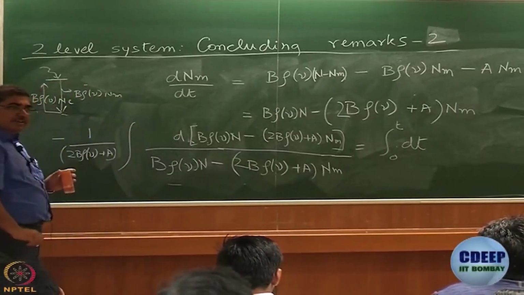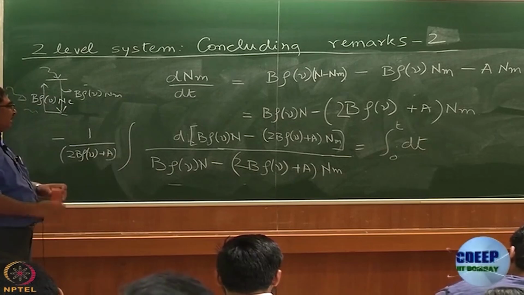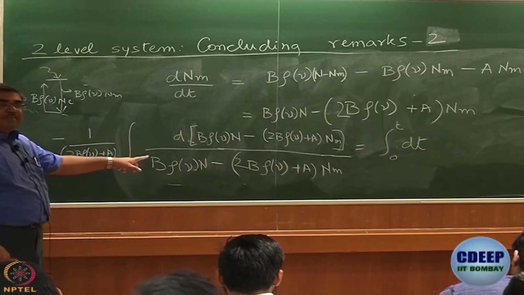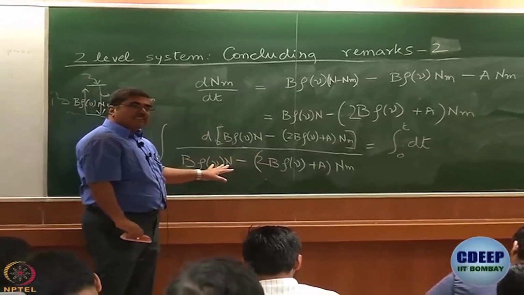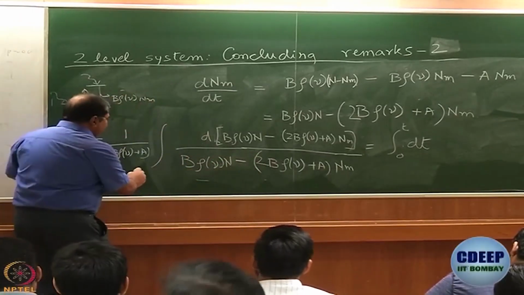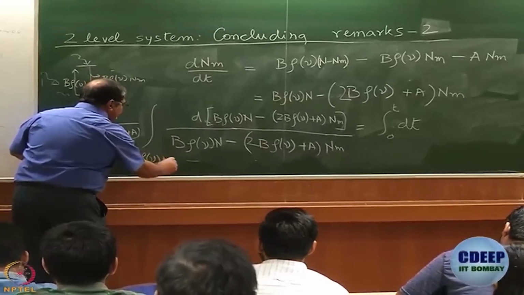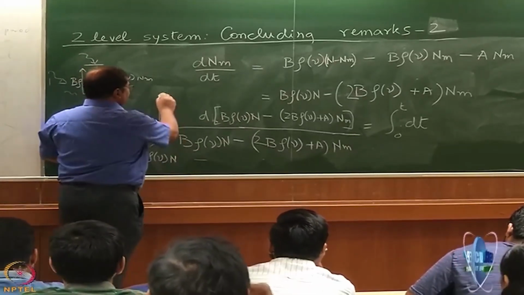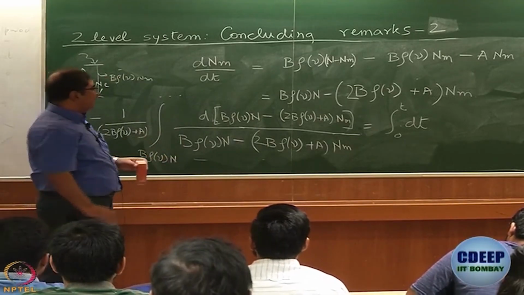Is that right? What are the limits? What are the limits of this function? At time t equal to 0, what is Nm? 0. So second term vanishes, first term persists, right? So the lower limit is B rho nu N and the upper limit is the whole thing. Okay, so far so good, not very difficult, I hope.